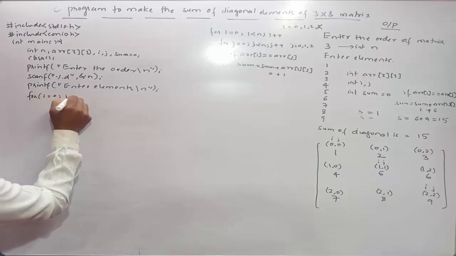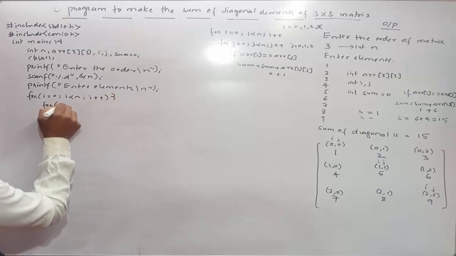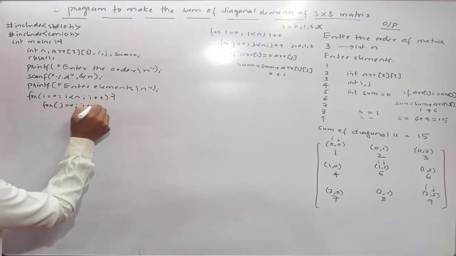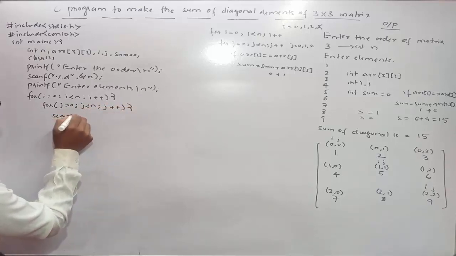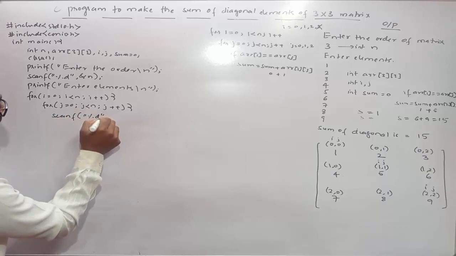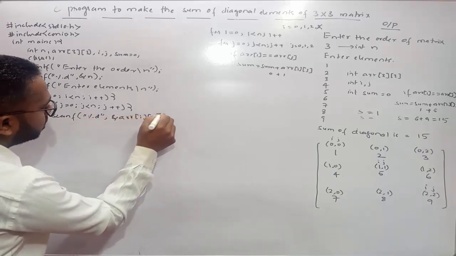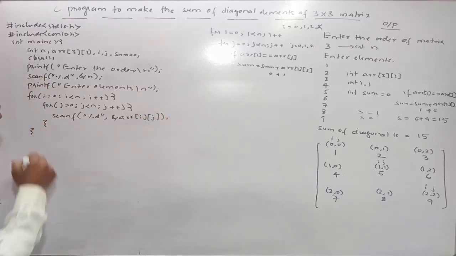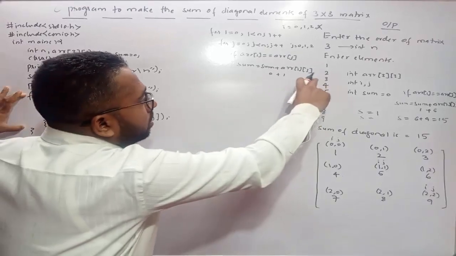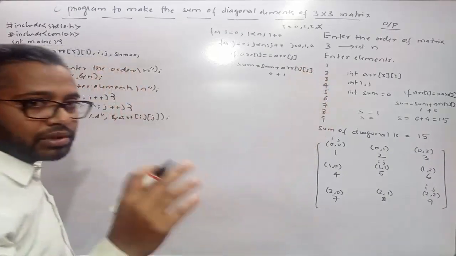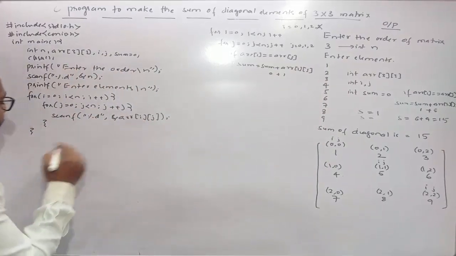For i equals 0, i is less than n, i plus plus, for j equals 0, j is less than n, j plus plus, scanf %d, and then ampersand array of i, j. So this is how you can accept items or elements of a two-dimensional array and store those elements inside the two-dimensional matrix.